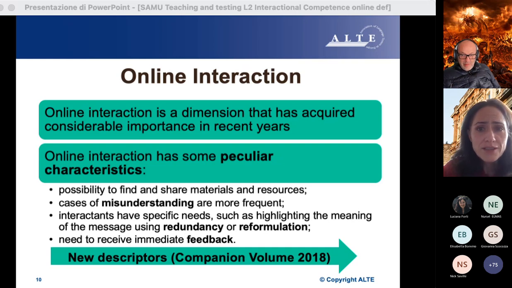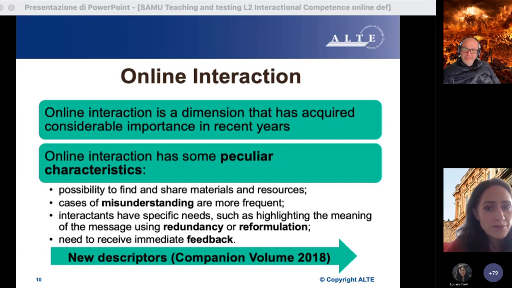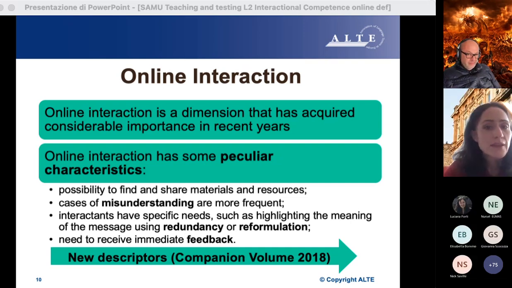Learning environments have changed significantly in recent decades, thanks to the increasingly pervasive use of technologies inside and outside the traditional classroom. Online interaction has some peculiar characteristics that we have to bear in mind, such as the possibility to find and share materials and resources. The cases of misunderstanding are more frequent than in face-to-face communication, and interactants have specific needs, such as highlighting the meaning of the message using redundancy or reformulation, or the need to receive immediate feedback.